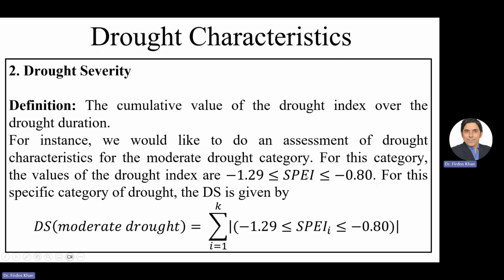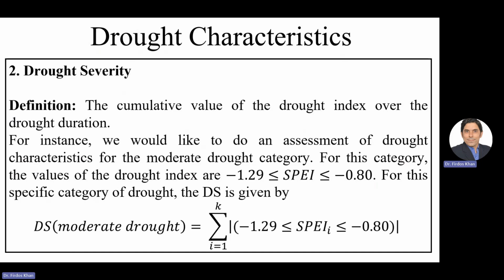But if you are not considering different categories, you can consider this SPEI for less than -1 and whatever the value is, because you are not considering category, so this should be less than -1. And if for 5 months this drought value is less than -1, you need to sum all those 5 values and take the absolute value. That is your drought severity.